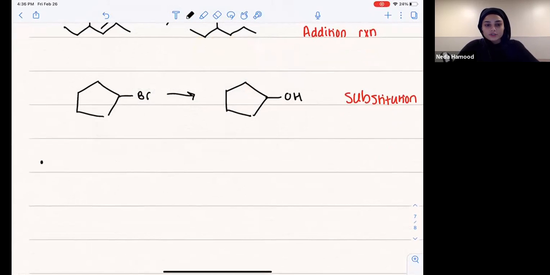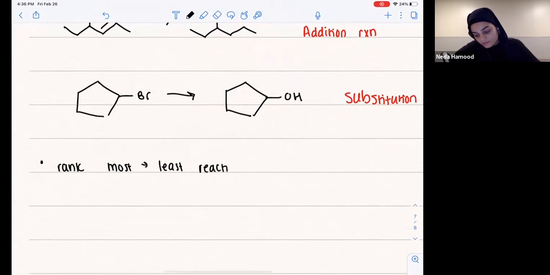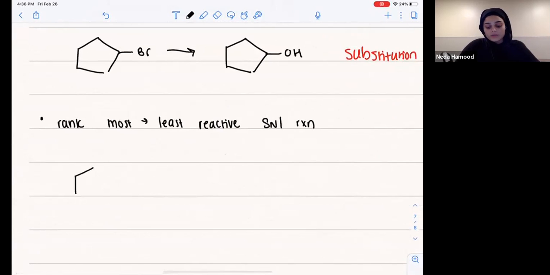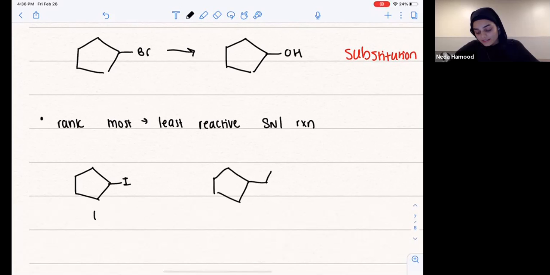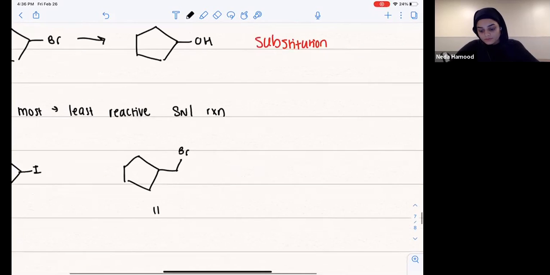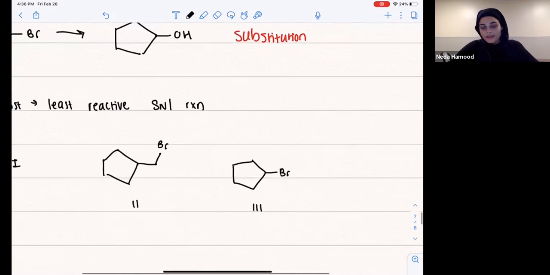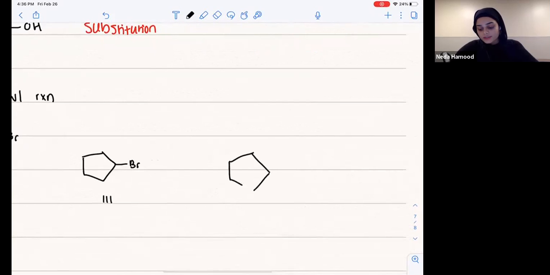You guys all better know how to do this. Rank from most to least reactive in an Sn1 reaction. 1, we have this. 2, we have this. 3, we have this. And 4, I feel like I'm here complaining to you guys about how much I hate Roman numerals, but I really just cannot stop using them. 4, we have this one.